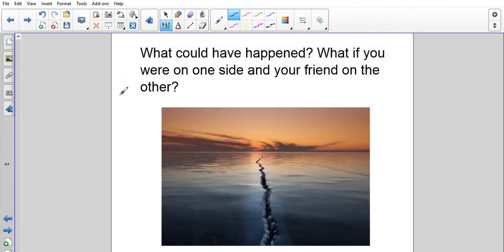Okay, so you've got this image in your pack today, and you are going to be continuing the story. So what could have happened? What if you were on one side and your friend was on the other? What might you say to each other?